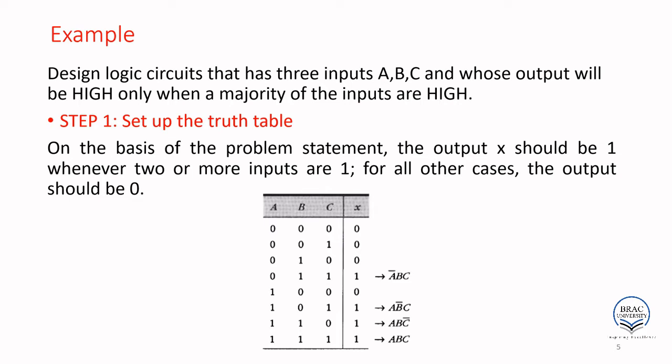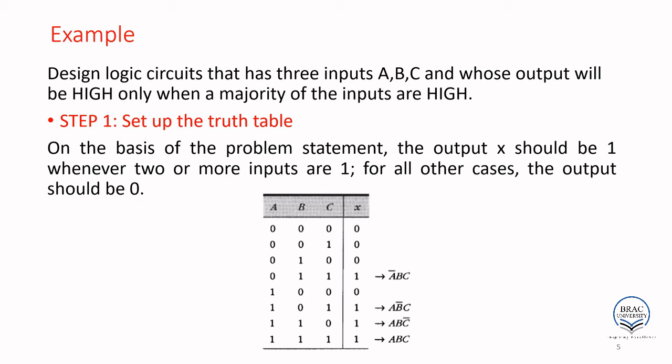Another method is you can set up the truth table. For your truth table, you have 3 inputs, which means 8 combinations, 0 to 7, and you have given 1, 2, 3 and 5, 6, 7 as high, the others are low. So that is your output. If you write the values here, it becomes A' B C is high, A B' C is high, A B C' is high, A B C is high.